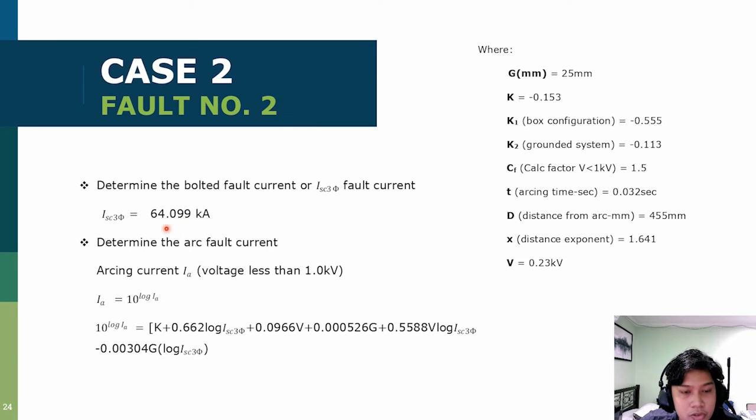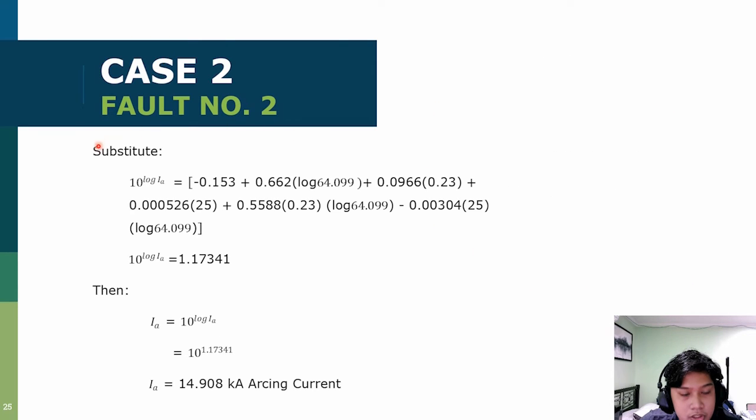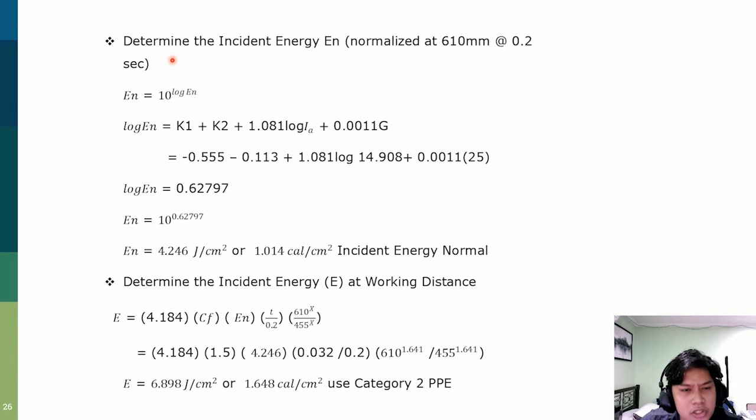We got 64.099 kiloampere. So this is the formula again for arcing current, and this one. So these are the variables we use. Substituting the variables we have, we got this one. Solving for IA, we got 14.908 kiloampere arcing current.